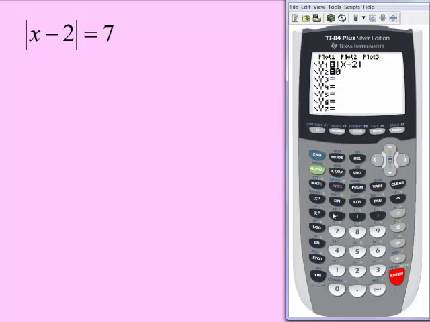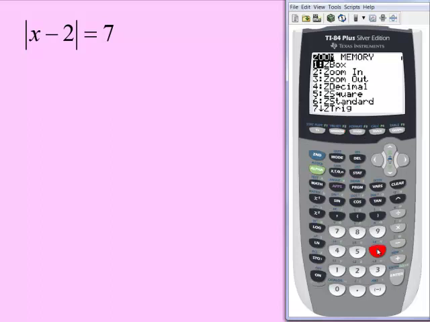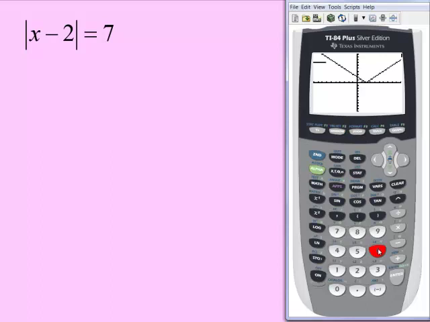Go to y2, type a 7. Zoom 6 to start off with the standard graphing window. And sure enough, I see 2 places where the graphs cross. Second calc, number 5. Scroll left, close to where they cross. Press enter 3 times. X equals negative 5 is one answer.